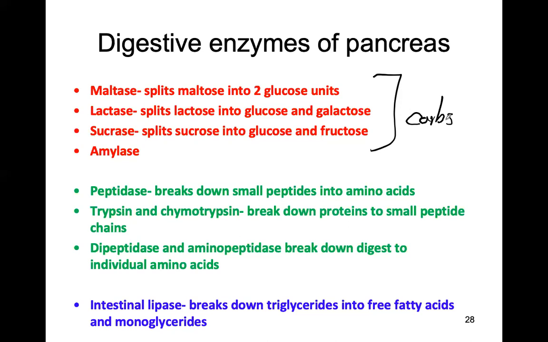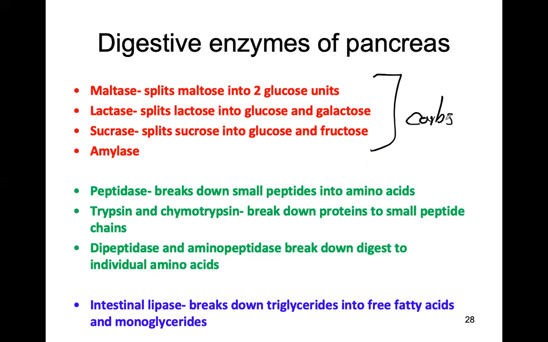Sucrase is an enzyme that breaks down the sugar sucrose into glucose and fructose. And we also have amylase that is responsible for breaking larger carbohydrates into smaller units of carbohydrates or simple sugars.